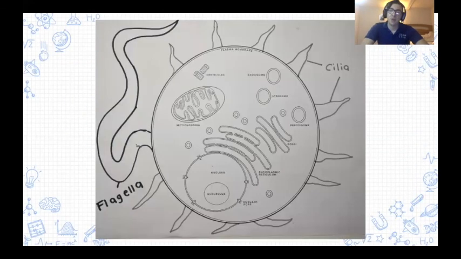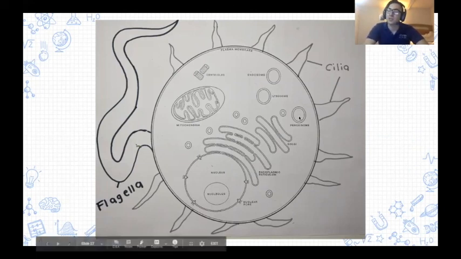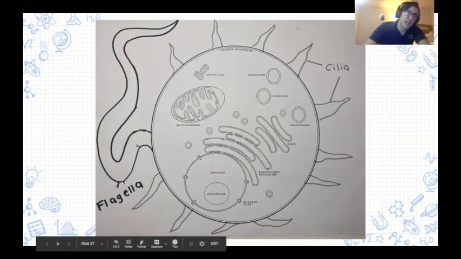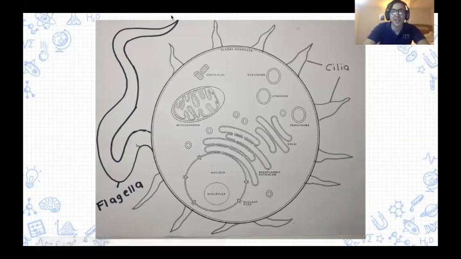And in my drawing, to describe the flagella and the cilia, for the cilia, I added these little gray hairs coming out of the cell just to remind myself that they're only in animal cells. And then for the flagella, I gave it a long, almost tentacle-like tail coming out of it to remind myself that it allows the cell to move.